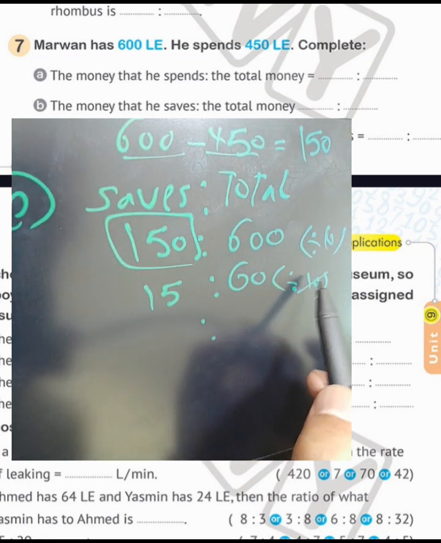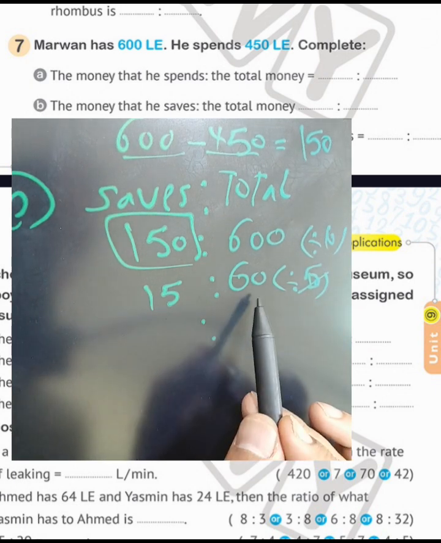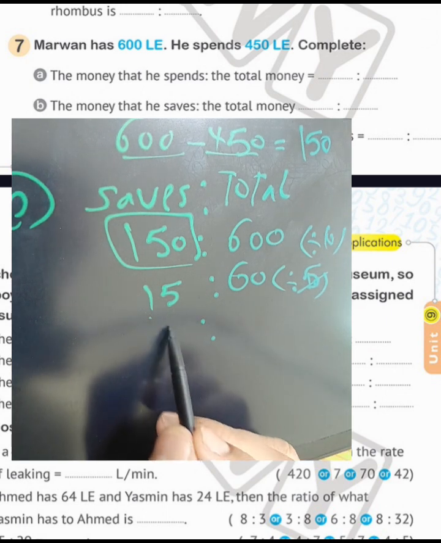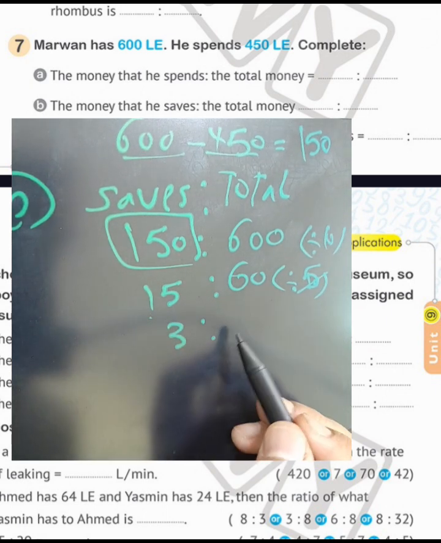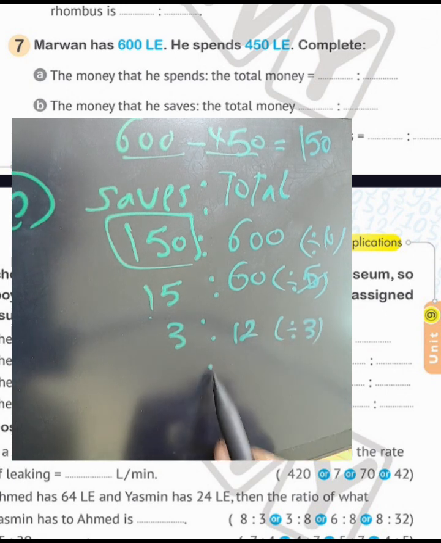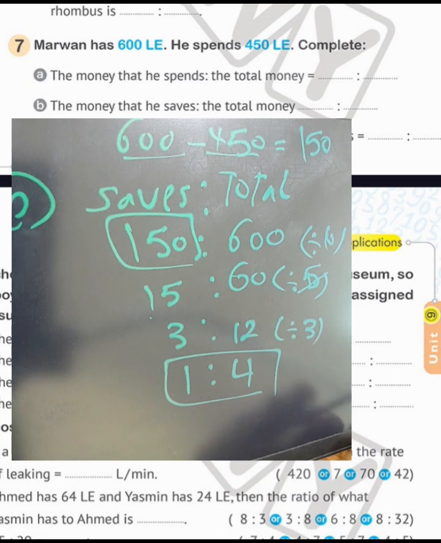Then you can divide it by 5. 15 divided by 5 equals 3, and 60 divided by 5 equals 12, and then divided by 3. 3 divided by 3 is 1. 12 divided by 3 equals 4. Then the ratio will be 1 to 4.